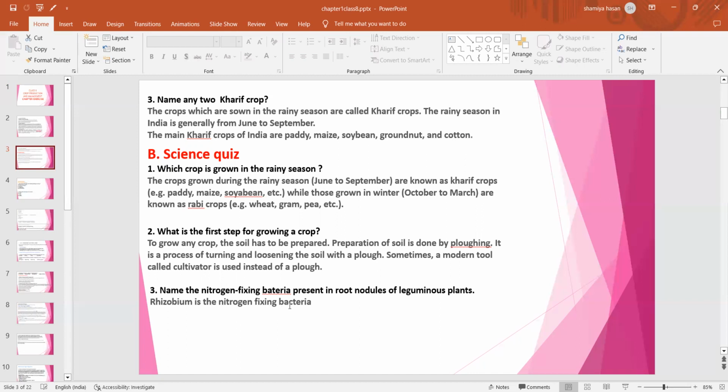Name the nitrogen fixing bacteria present in root nodules of leguminous plant. This is a very important question. Please, my dear students, you have to learn this. Rhizobium is the nitrogen fixing bacteria.